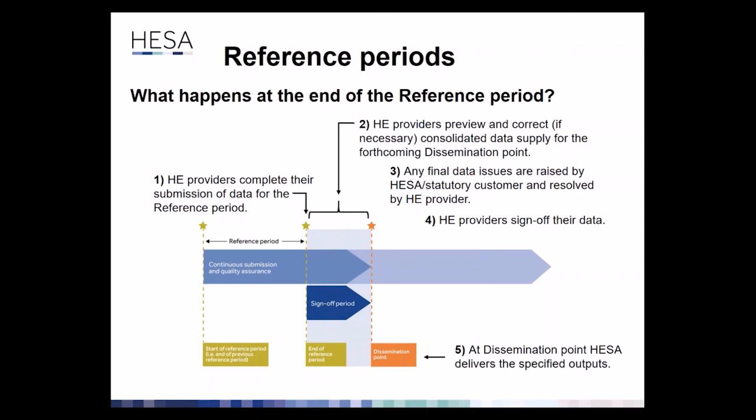And what that means is that there is going to be a set of published dates by which the data in the state that it's currently in will be published. We'll come on to dissemination points in a little bit more detail in a moment.